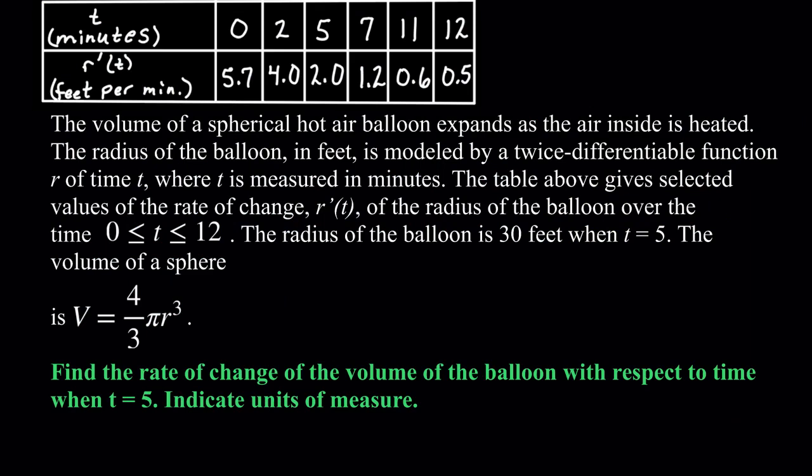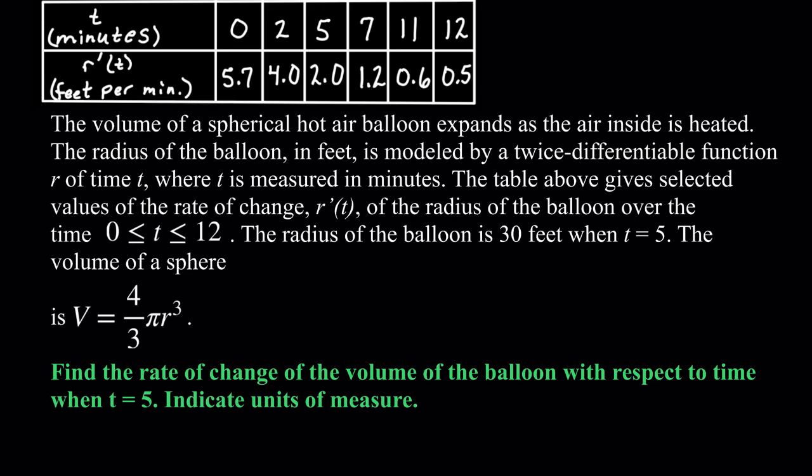All right, so on this particular problem, it says the volume of a spherical hot air balloon expands as the air inside is heated. The radius of the balloon in feet is modeled by a twice differentiable function r of time t, where t is measured in minutes. The table above gives selected values of the rate of change, r prime of t, of the radius of the balloon between 0 and 12. The radius of the balloon is 30 feet when t is 5.